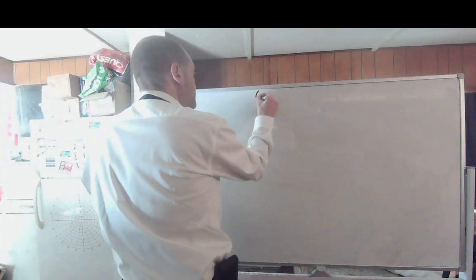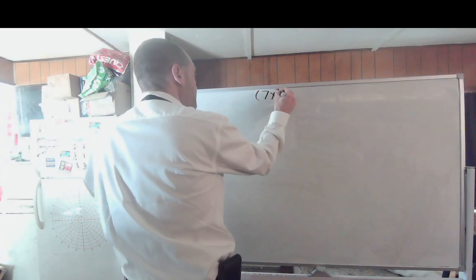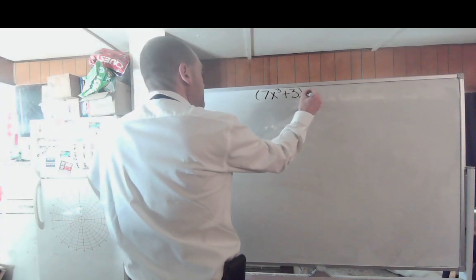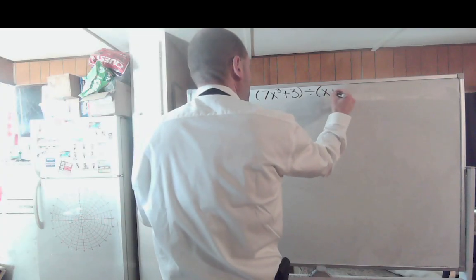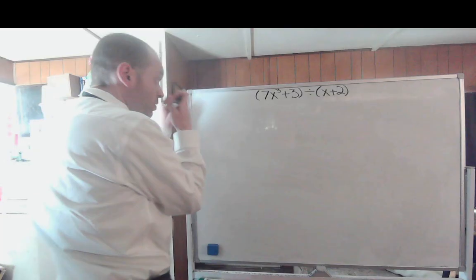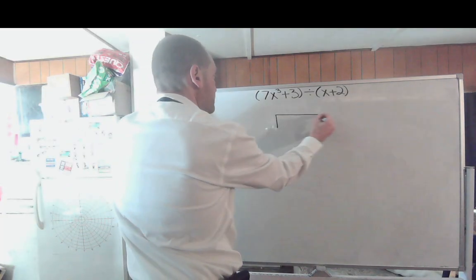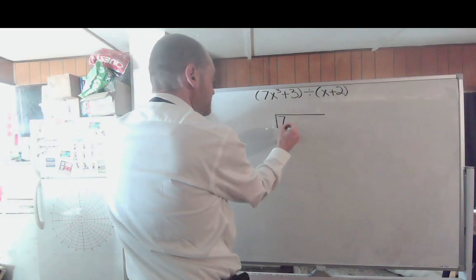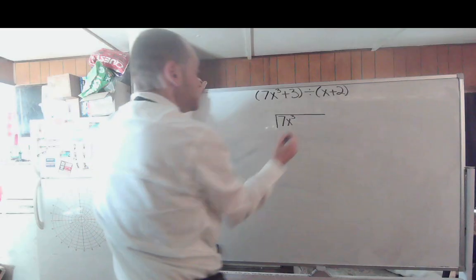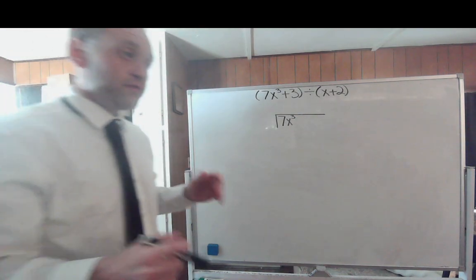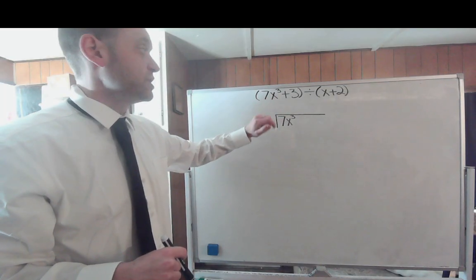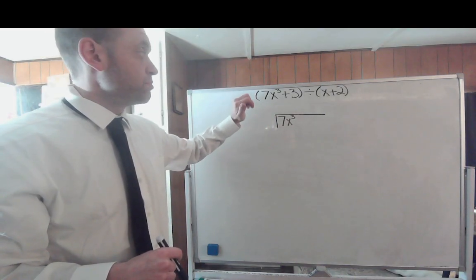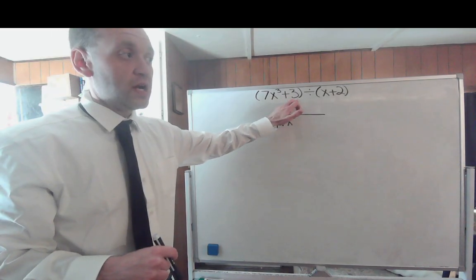So let's see. We're going to divide 7x to the third plus 3 divided by x plus 2. So let's go ahead now, set up our long division here. So you're going to, of course, put 7x to the third in your dividend. But when doing long division or even synthetic division, you want to account for all the lower powers between the highest power and the constant term.